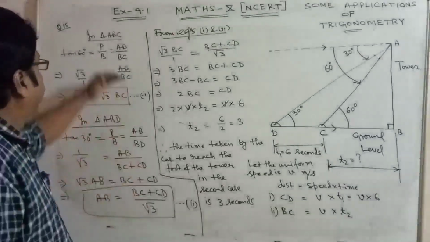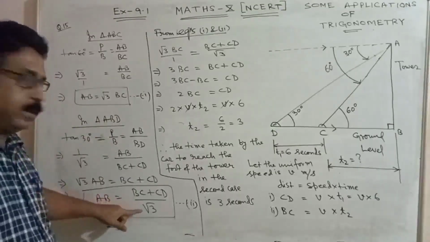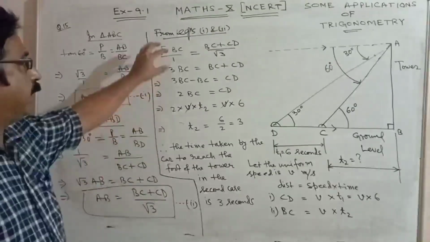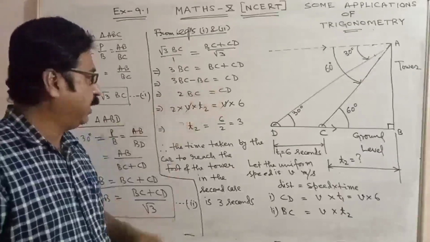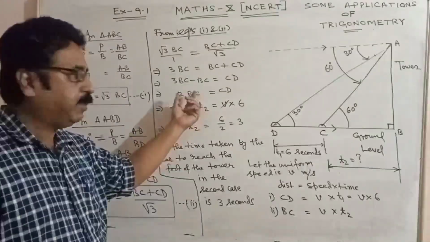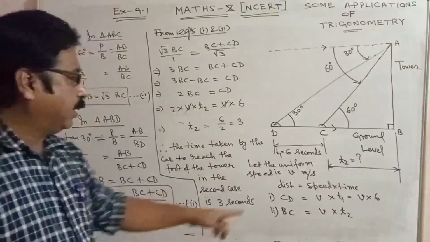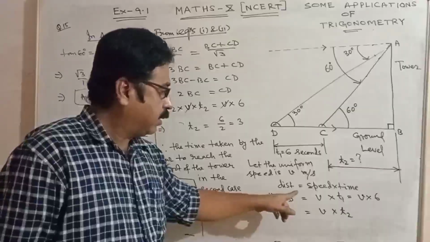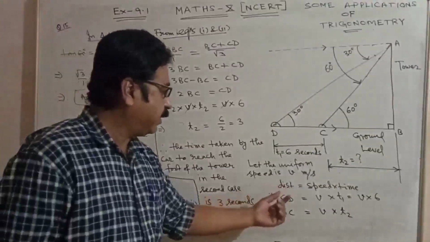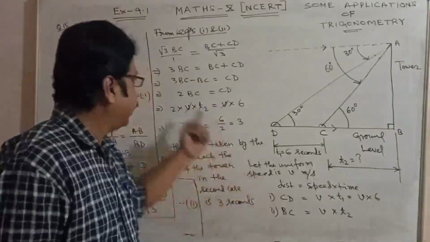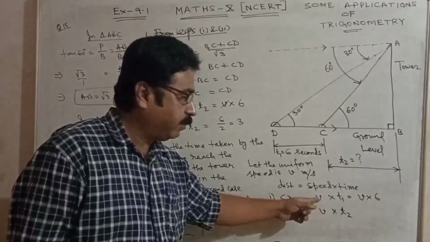So for this sum, first get AB, then also get AB, then right side and right side equalize. From here get some relation, 2BC equals CD. Now BC is a length. Length means distance. CD is also a length, means it is a distance. Distance equals speed into time. This relation we know. In place of distance write CD and BC. Speed is uniform. Uniform speed is suppose V.